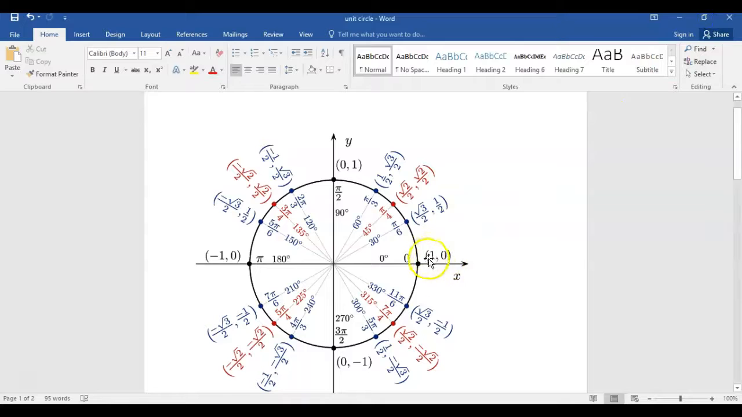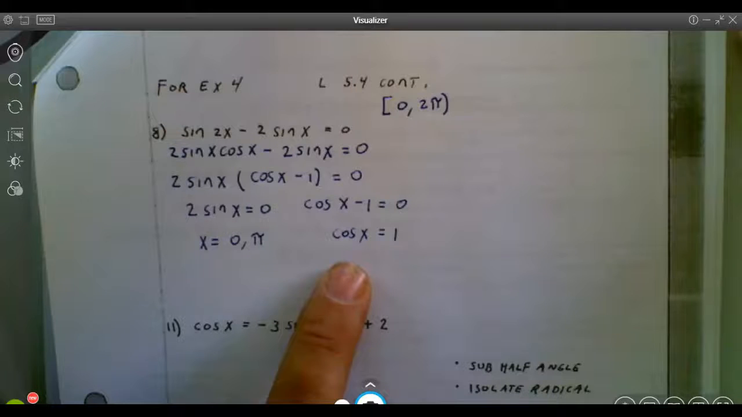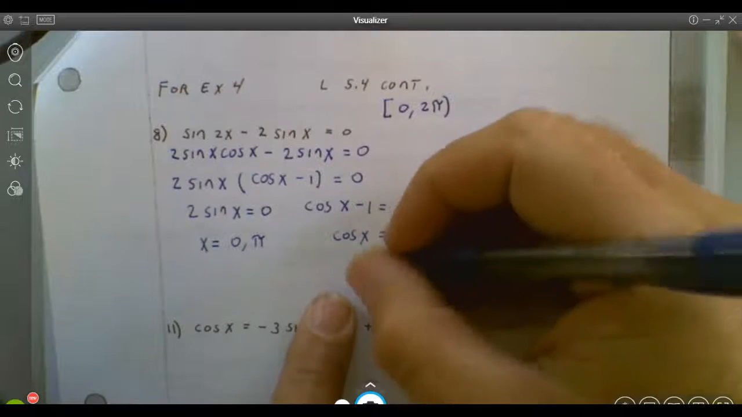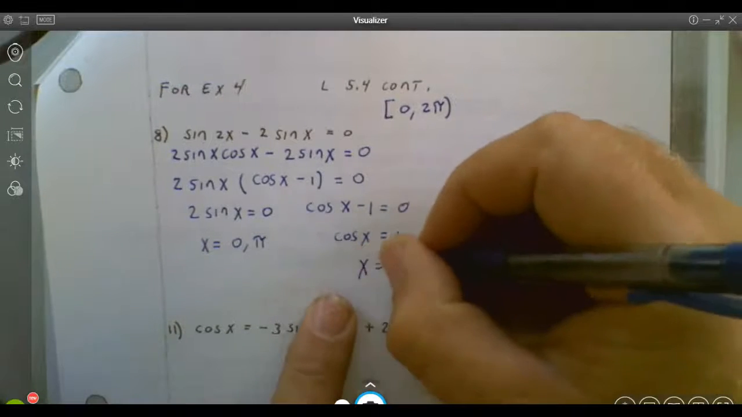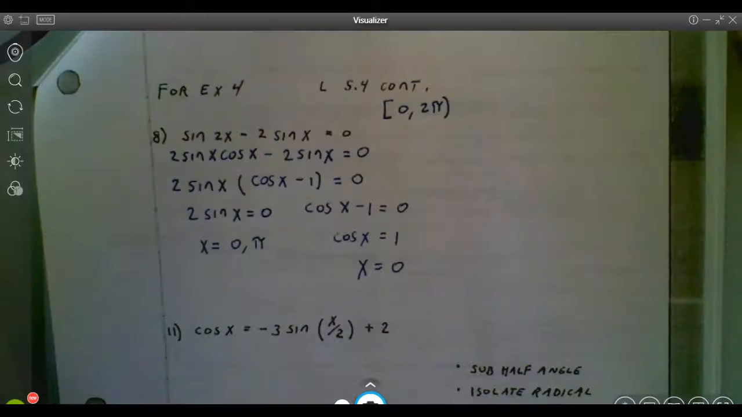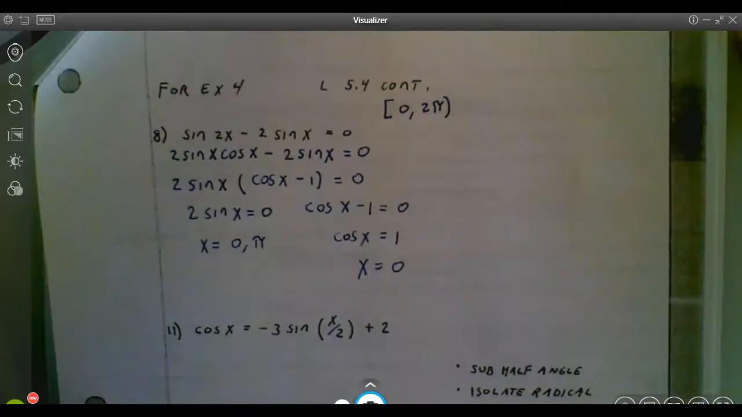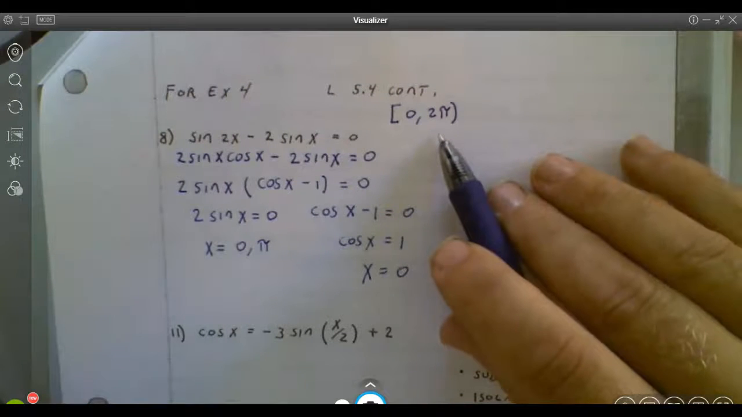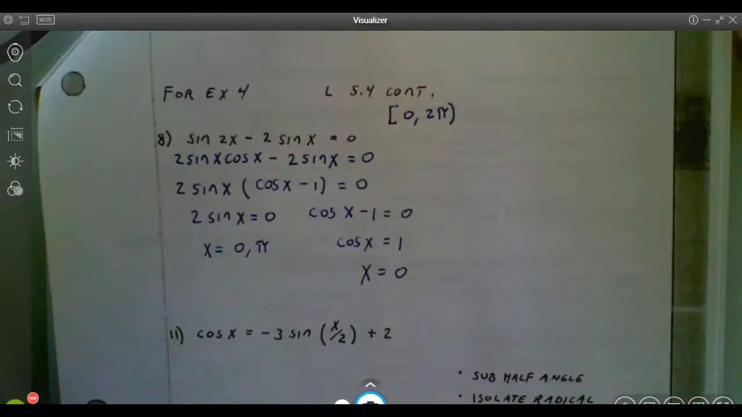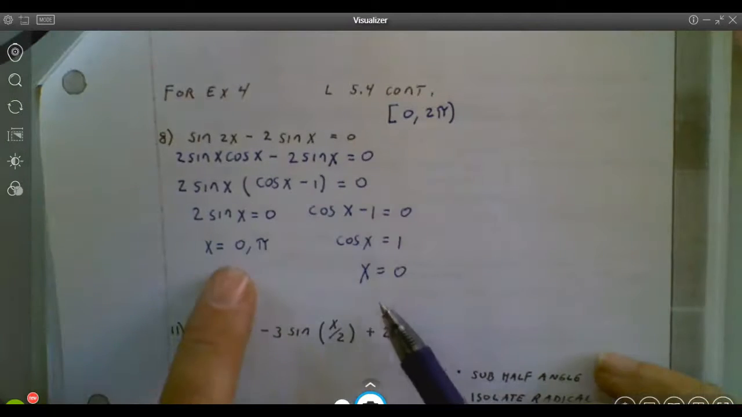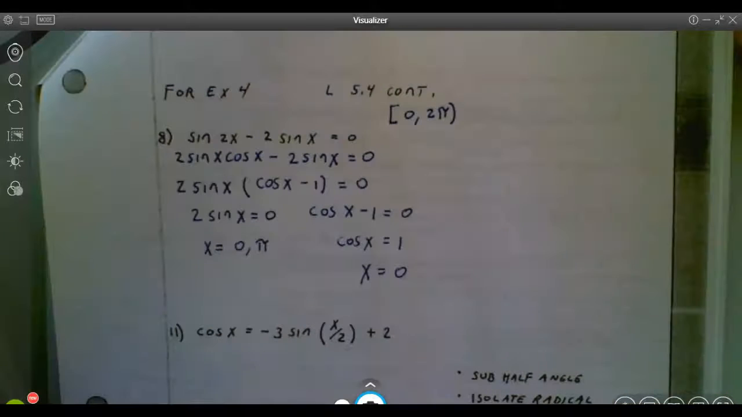Right, that would only occur right here. So if I just keep my domain in mind, then that would only happen at 0. Again, if this did not exist, I would have to say plus 2n pi. If this is the domain that I'm given, then 0 would be the only one that I would keep. So there's really only two answers for this, because I'm not going to repeat my answer. So I would just say my x is 0 and pi.